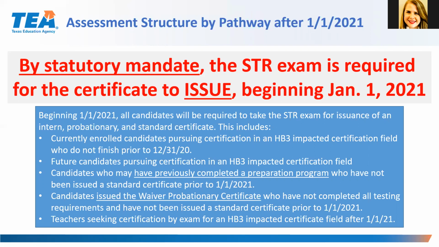This statutory mandate includes currently enrolled candidates pursuing certification in a House Bill 3 impacted certification field listed above, who do not finish prior to 12/31/2020; future candidates pursuing certification in a House Bill 3 impacted certification field; candidates who may have previously completed a preparation program who have not been issued a standard certificate prior to January 1st, 2021; candidates issued the waiver probationary certificate who have not completed all testing requirements and have not been issued a standard certificate prior to January 1, 2021. And finally, teachers seeking certification through the certification by exam route for a House Bill 3 impacted certificate field after January 1, 2021.